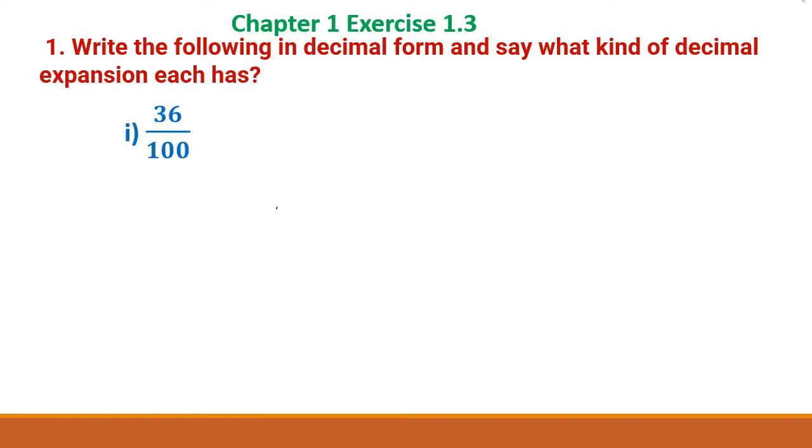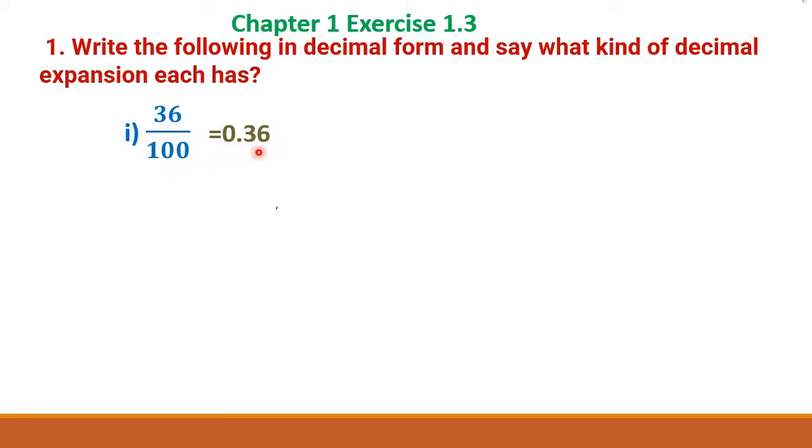36 divided by 100. We already know to convert this kind of fraction form into decimal form. Here the denominator has 2 zeros, so we should put the decimal point before 2 digits. That means we should put the decimal point before 36. That is 0.36. So 36 divided by 100 is equal to 0.36.